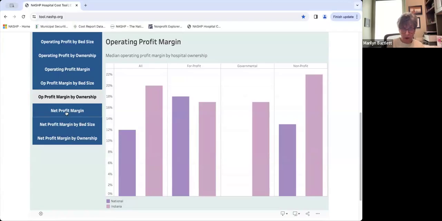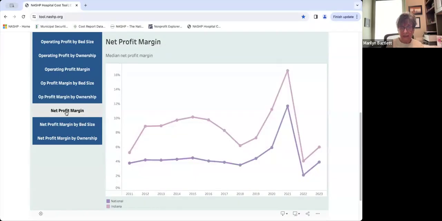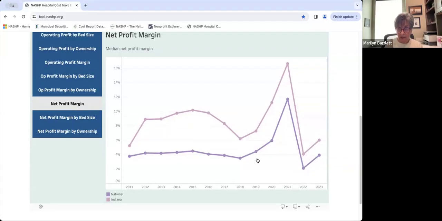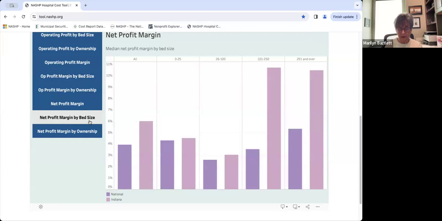We then go to net profit margin. Now, this is interesting. What you're going to see happened in 2022 were unrealized gains and losses in the stock market. That's going to be a net income, and we saw them both drop. You'll see that Indiana follows that national pattern, but is higher. You can see the medians again. And I'll skip through these pretty quickly because it's still that you could see the bed size and you could see the ownership.